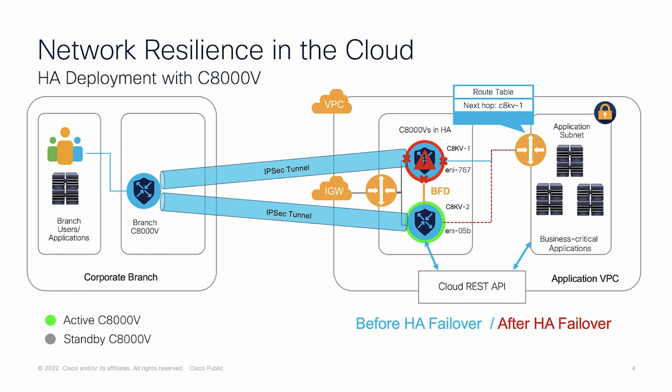When c8KV2 executes the HA script, it will send an HTTP request to the AWS REST API, and AWS will update the route table in our application VPC or subnet to the IP address of c8KV2. Now, network packets from the critical business workloads are redirected to c8KV2, which will act as the active router until c8KV1 comes back online.